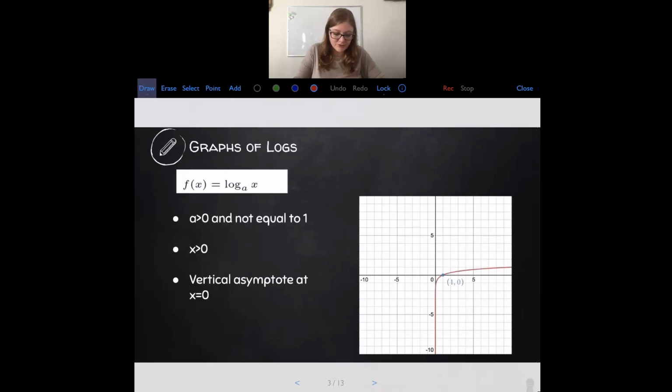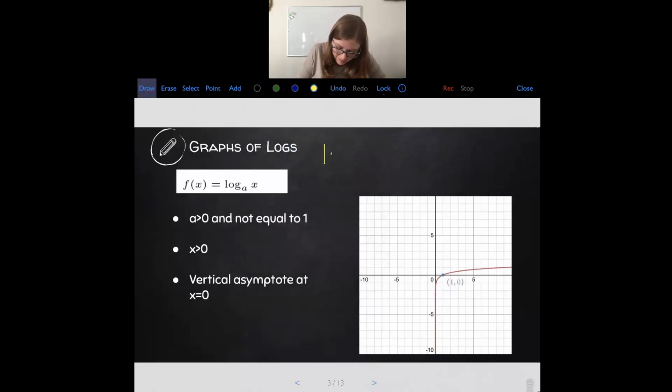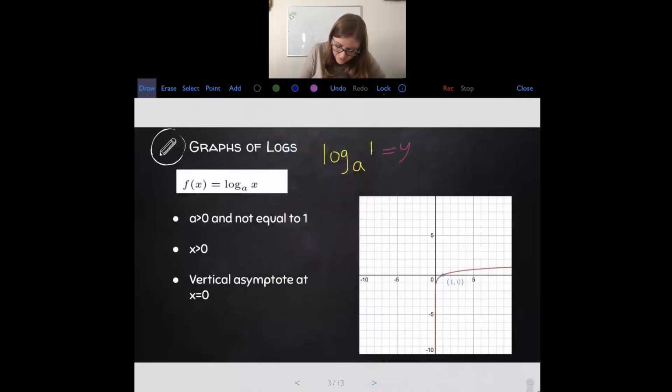So I have the graph drawn here. There is a point at (1, 0), and that's because if x is 1, we have log base a of 1. Let's say we want to know what that is equal to. That means that a to the y is equal to 1, which gives us y is 0. So that's how we get (1, 0) here. And then it continues to slowly make its way up.